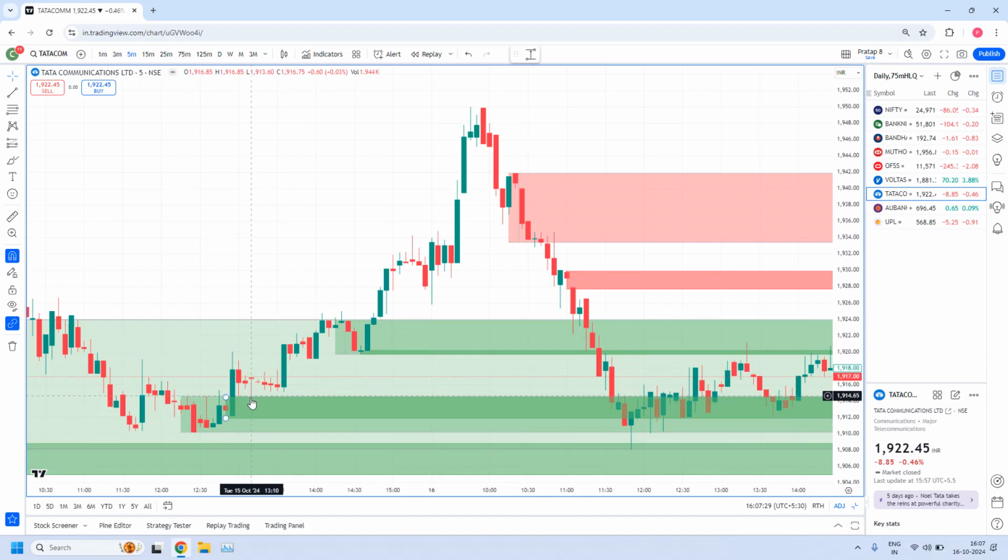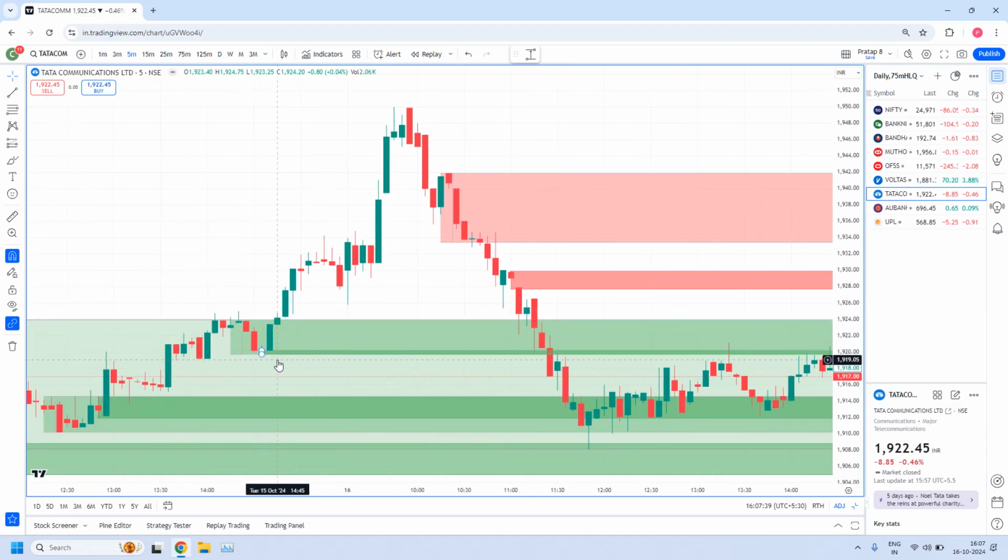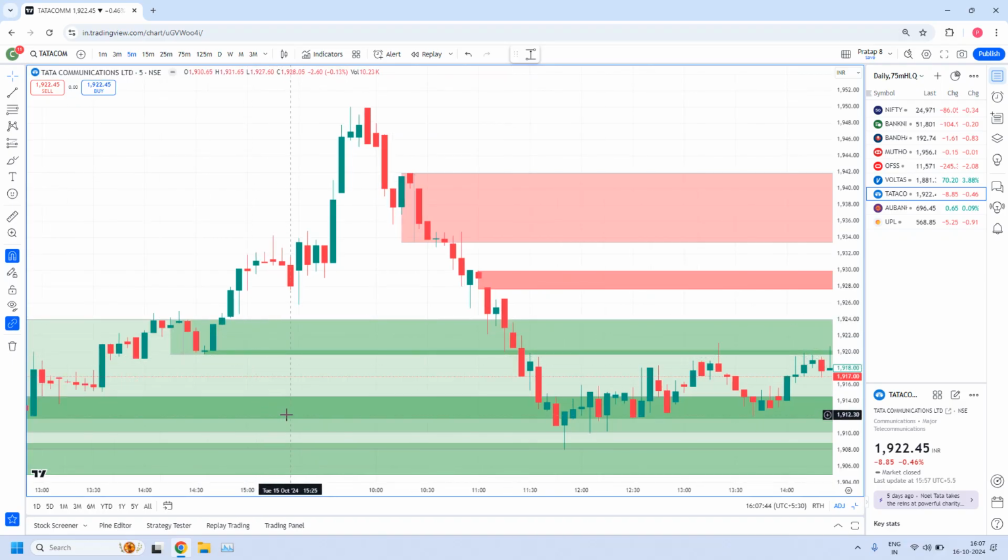But the problem with this zone is it is already tested. Prices picked up, so this is the reason why we didn't plan any trade in this zone. But here you have a clean zone, drop, base, rally. And here again you have rally, base, rally, but again orders have been picked up from this zone by this candle and it moved up. That's why we didn't plan. This is the fresh zone, drop, base, rally.